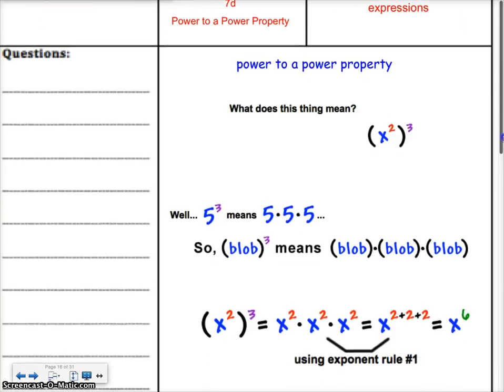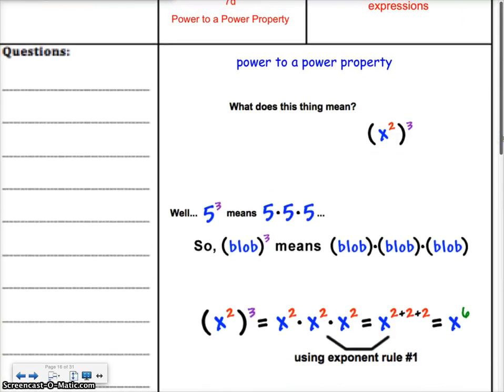So I want us to really scaffold our knowledge here. What does x squared cubed mean? Think to yourself, what does that mean? I know 2 cubed means 2 times 2 times 2. I know that. Well, what if it's a power inside, as the base?